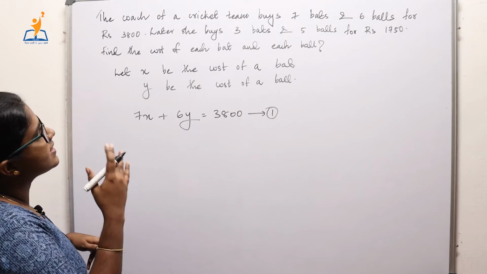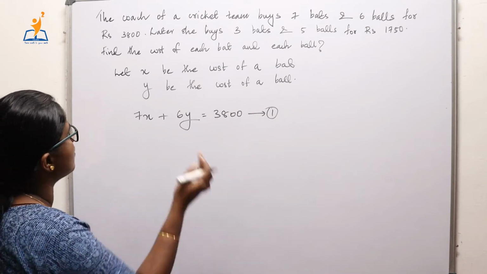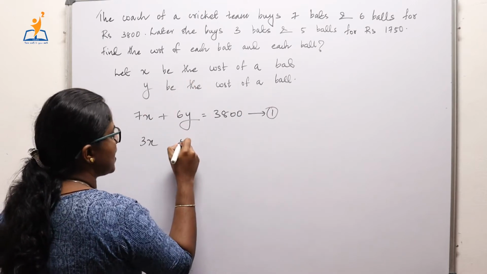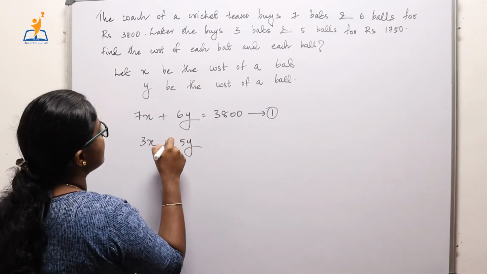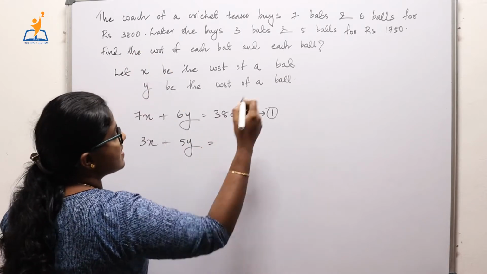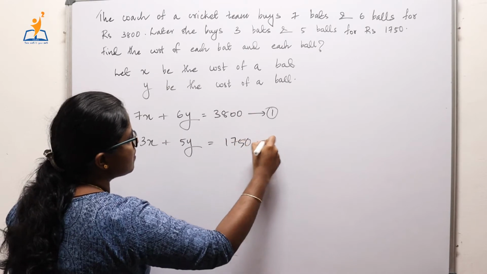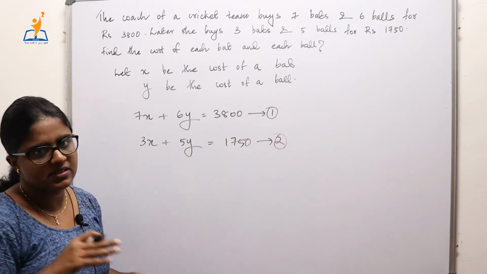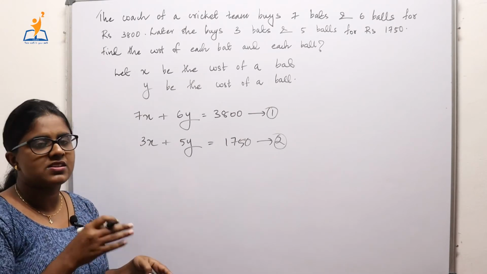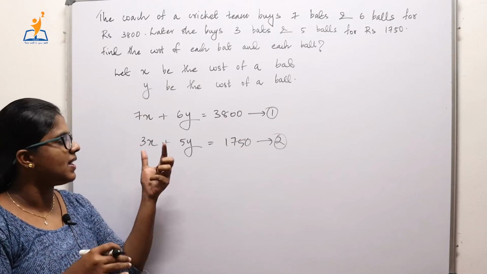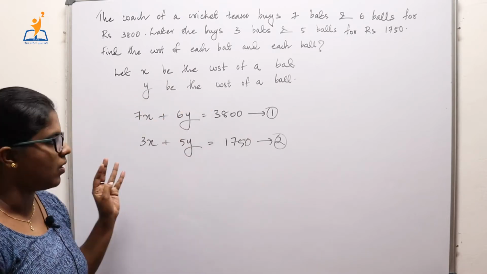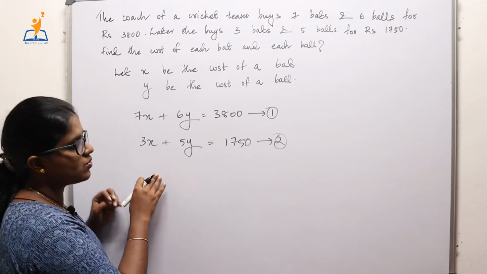Now again, later she buys 3 bats and 5 balls. 3 bats will cost 3x rupees and 5 balls will cost 5y rupees, and together they will cost 3x plus 5y, that is 1,750. It is given in the question. So these are the two conditions given in the question. Solving these two linear equations in two variables, we can find the value of x and y. Hence we will get the cost of a bat and cost of a ball. Now let's move on to solve these two equations.